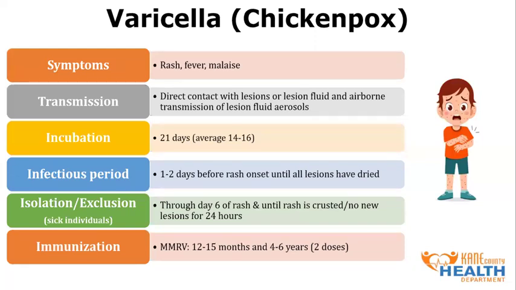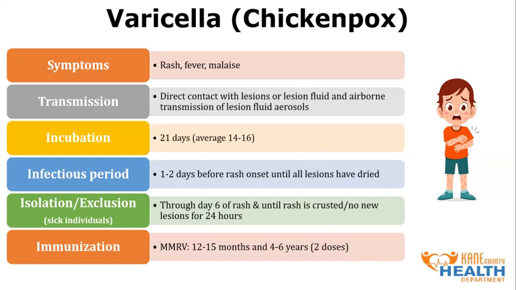Common symptoms of varicella, otherwise known as chickenpox, include rash, fever, and malaise. Chickenpox is spread through direct contact with lesions or lesion fluid and airborne transmission of lesion fluid aerosols. From when someone is exposed until they develop symptoms, it usually takes on average about 14 to 16 days, but the max is 21 days.